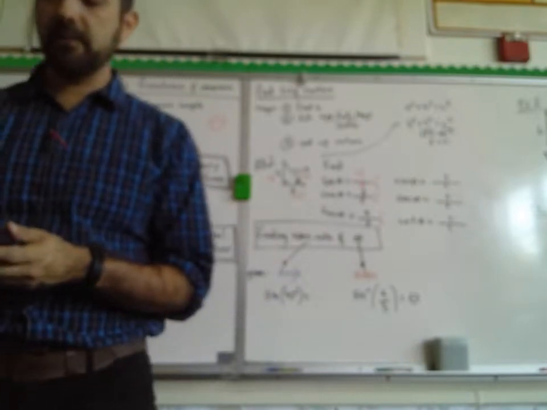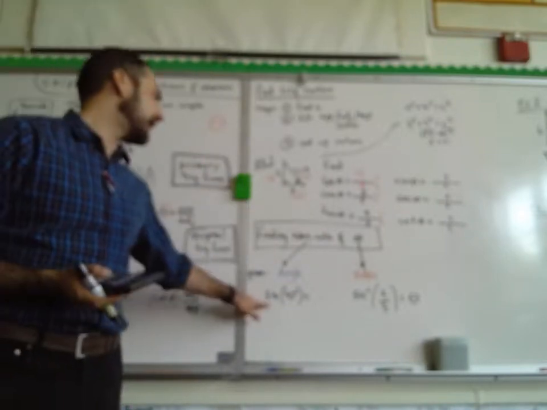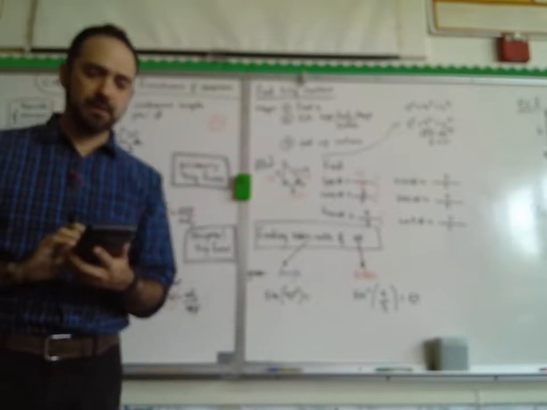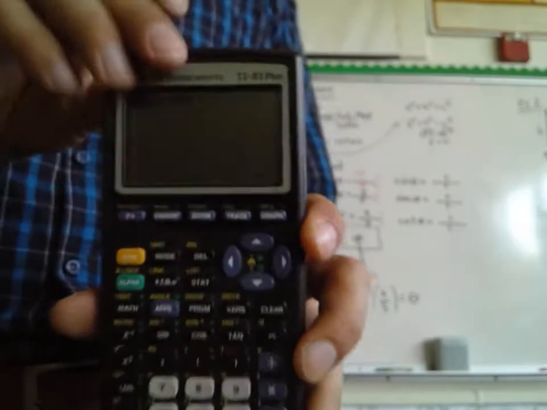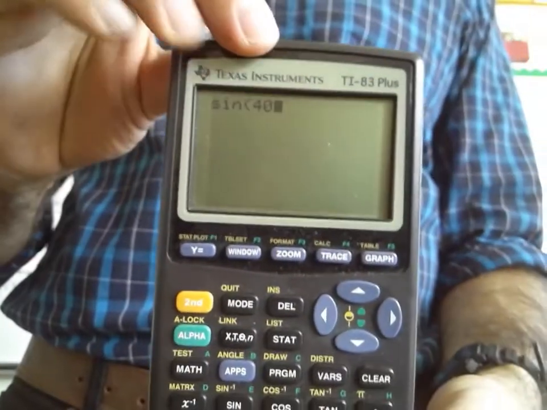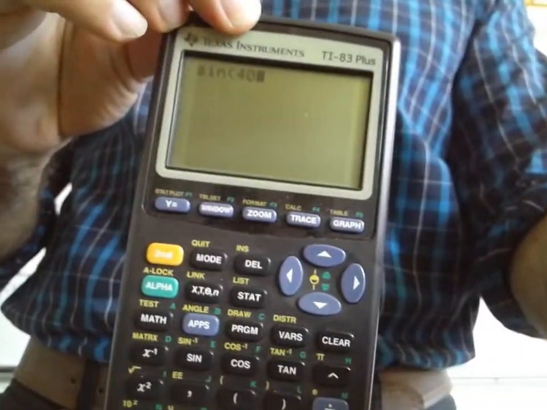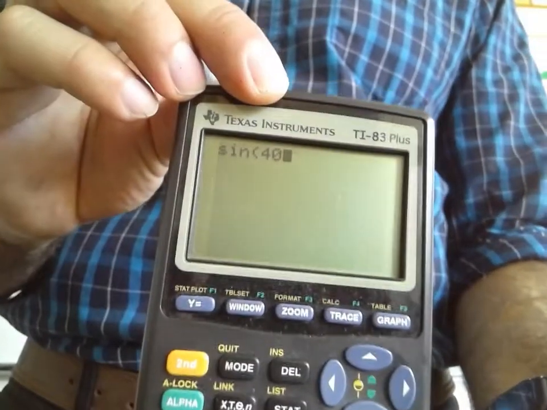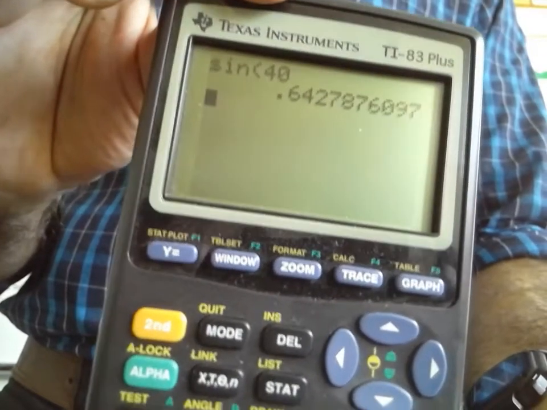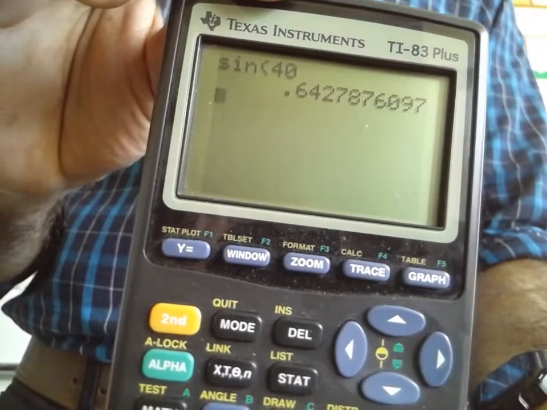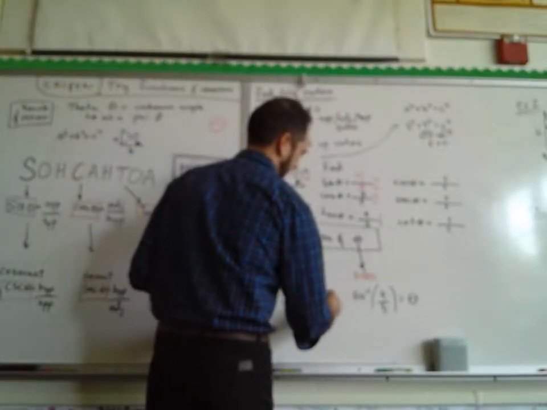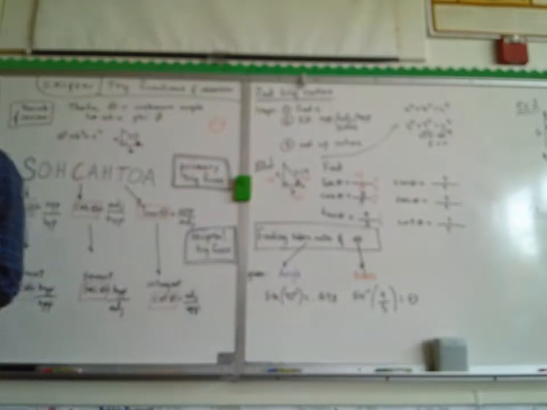I want everybody to go ahead and push sine, and then type in 40. The sine of 40 degrees. Different calculators will look different, but here is sine of 40 degrees, and we're going to go ahead and execute that. And what do we get? 0.64. 0.643.